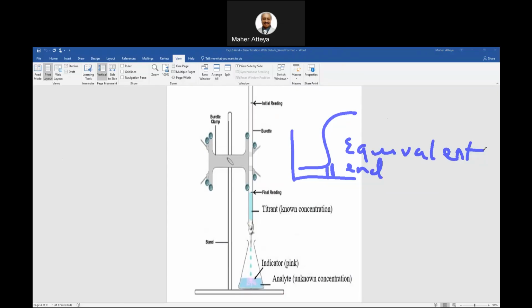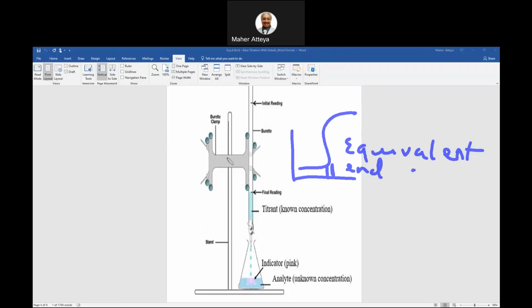The endpoint comes after the equivalence point. First, the equivalence point is when the number of moles of the acid equals the number of moles of the base. When they are equal, then you speak about the equivalence point, which comes before. For the endpoint, you add 1 drop more, then you can see a color change. The solution changes color, so the medium changes, and you can see the endpoint. So at the endpoint, the number of moles are not equal, but at the equivalence point, the number of moles are equal.